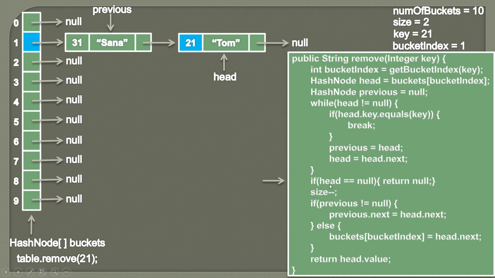We first simply check whether head is equal to null or not. If head is equal to null, then we simply return null. So currently head is not equal to null. It means we need to remove this key, so we first decrease the size by 1. Size becomes 1. And now here you can see previous is not equal to null. Previous is pointing to this node, therefore this condition comes out to be true.